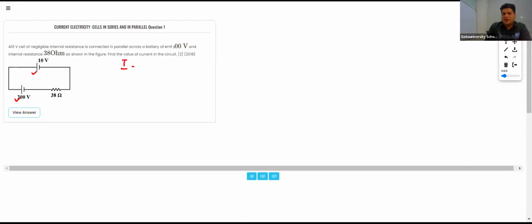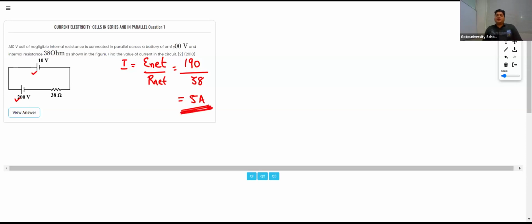We know the formula for current. What is current? E net over R net. What is E net? Yes, net EMF. This is 200 and this is 10. It is connected oppositely, so we will write 200 minus 10. It will be 190 over. What is R net? R net will be 38. What is 190 upon 38? It will be 5 ampere. So your value of current will be 5 ampere.